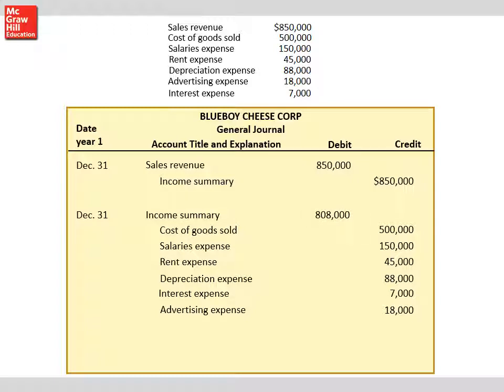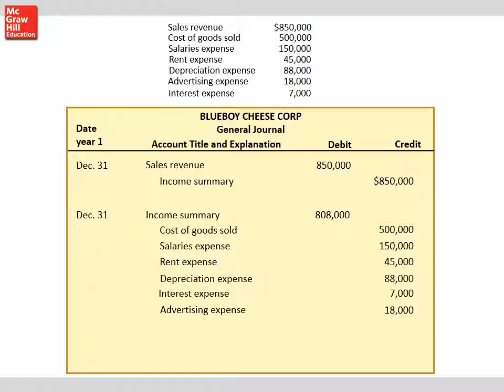So you should post these as you go, and you'll see sales revenue will be zero in the T account. The income summary will now have a balance of $850,000 on the credit side. Then you credit each expense. Its balance will be zero. And in the income summary, you'll post a debit of $808,000.